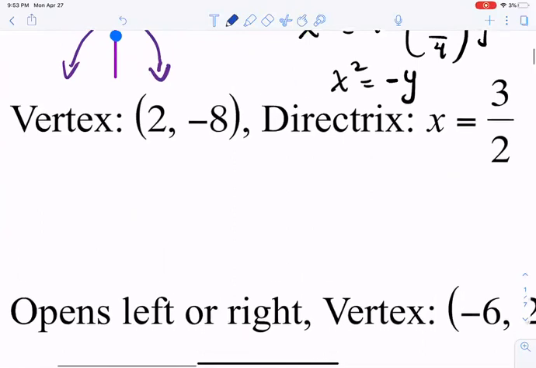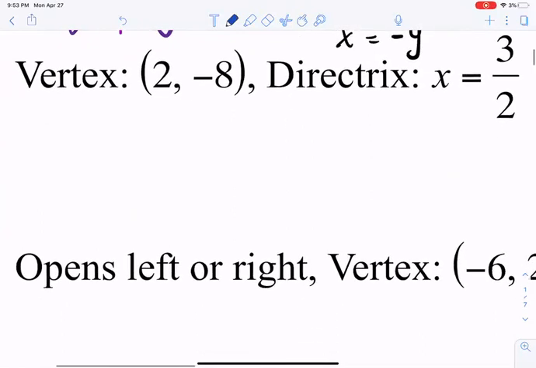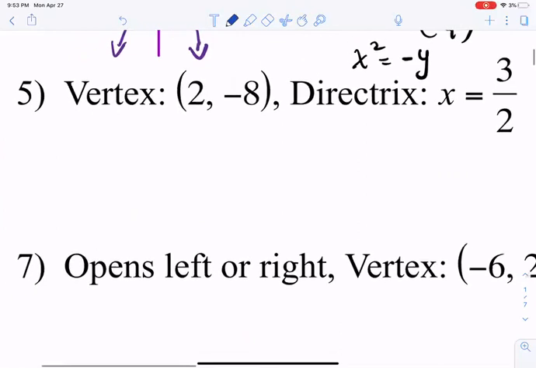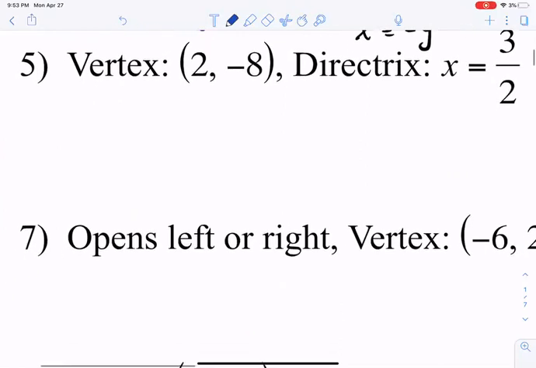So for this problem, they give you this number 5, by the way. So here they give you the vertex again. So this is (h, k), right? And they give you the directrix.